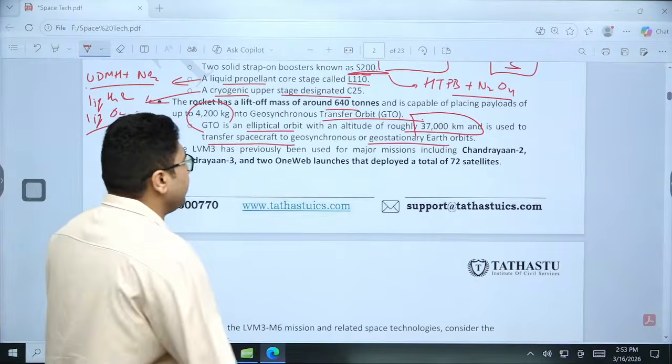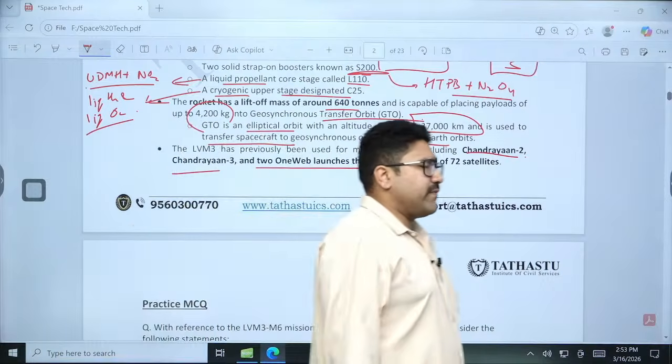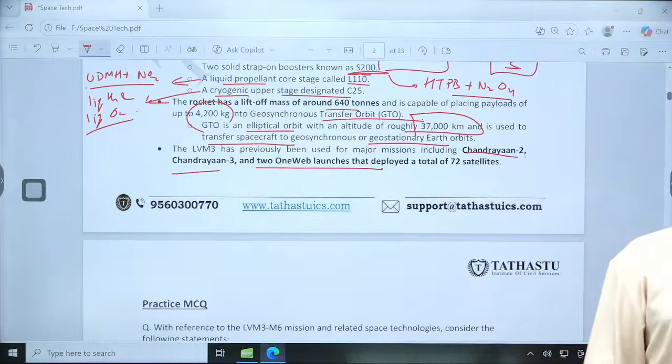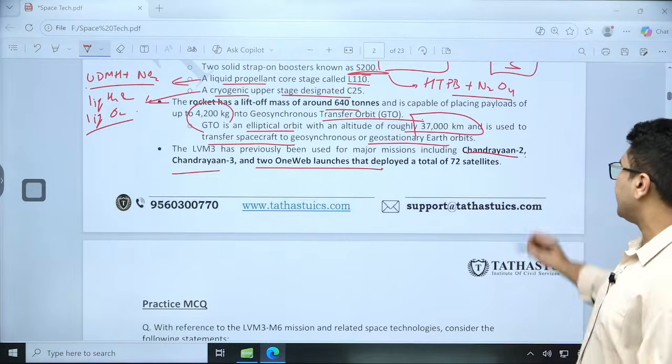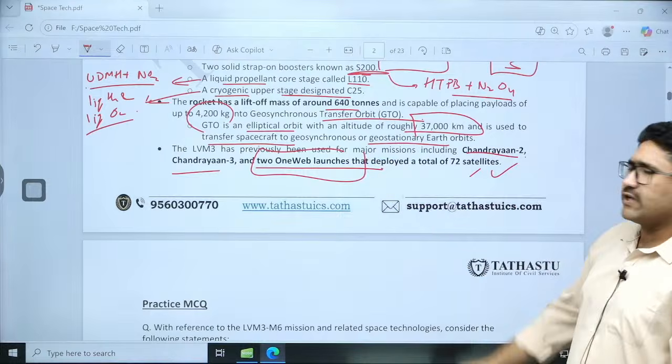LVM-3 has previously been used for missions like Chandrayaan-2, Chandrayaan-3, and the launch of OneWeb satellites, in which 36 satellites were launched in one attempt. Two such launches have been done, therefore 72 satellites have been launched.